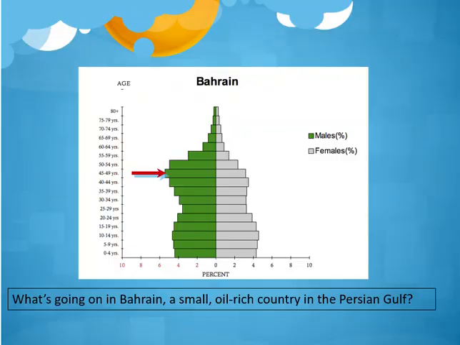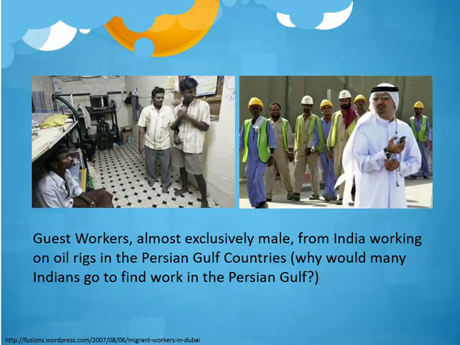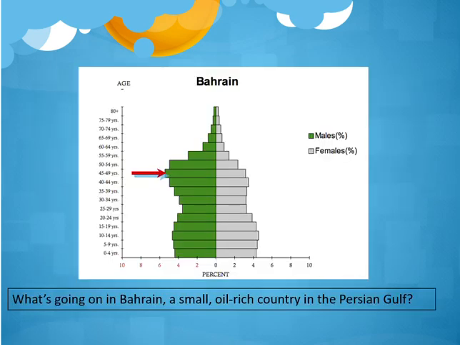Okay. Be able to think about what impact guest workers might have. What's going on in Bahrain? Why are there so many men? Well, they're guest workers. They come into the country, they work, and they leave when they're 50 or 54. Most of them.